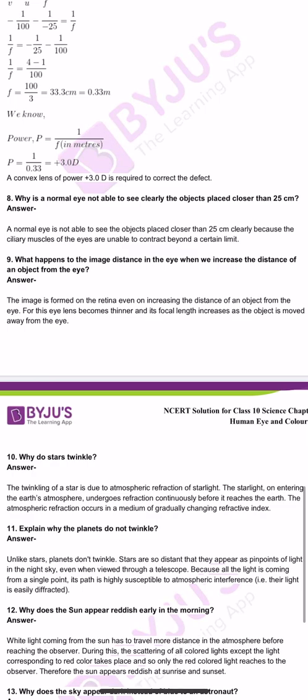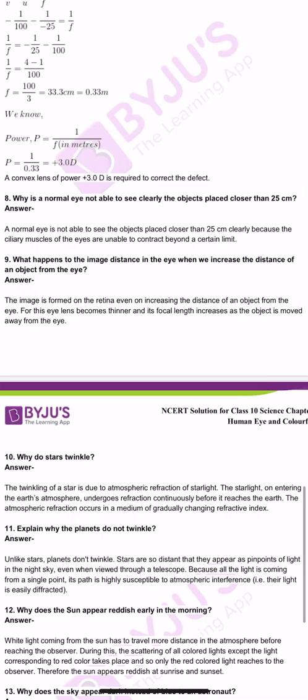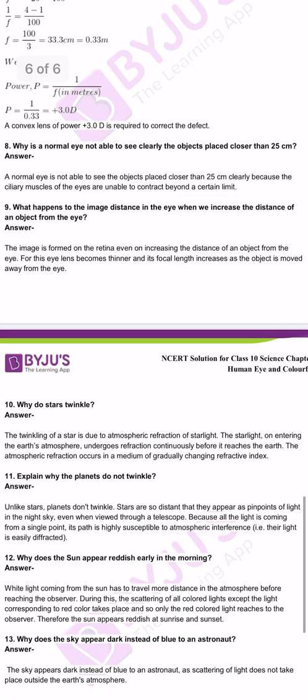The next question is, why is a normal eye not able to see clearly the objects placed closer than 25 centimeter? The normal eye is not able to see the objects placed closer than 25 centimeter clearly because the ciliary muscles of the eyes are unable to contract beyond a certain limit. So, there is a limit up to which the ciliary muscles can contract the eye lens. That limit is 25 centimeter. Beyond that limit, the eyes cannot see clearly.